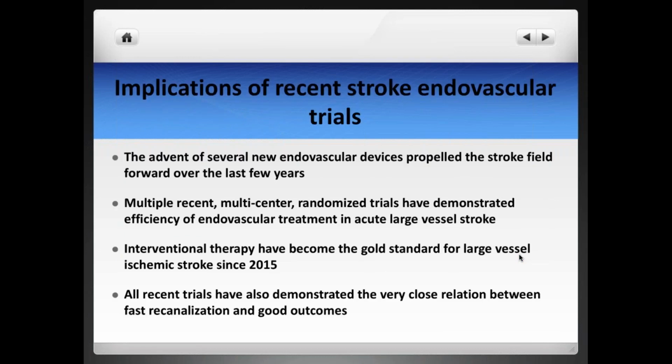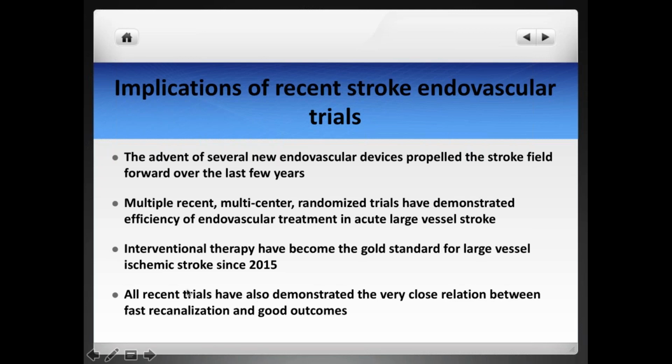So what are the implications of all the recent endovascular trials, in particular those that came out in 2015? Well, as I said, these trials really revolutionized stroke care. Before 2015, all we could do with patients was give tPA, but after 2015, I think the concept of interventional therapy became very well rooted in stroke, and in fact has become the gold standard of care for large vessel occlusion. In other words, every patient who has a large vessel occlusion should be offered interventional therapy.